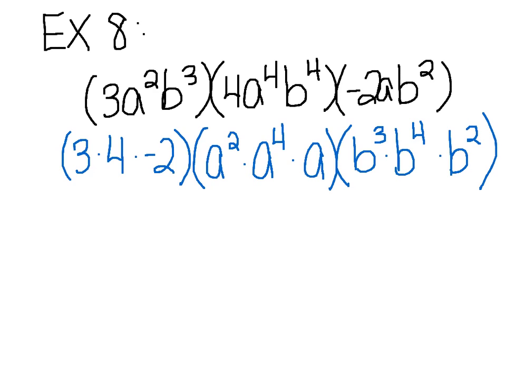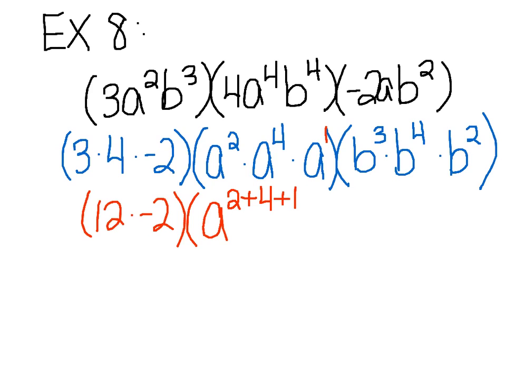Having done that, I'm then going to start multiplying. 4 times 3 is 12, so I have 12 times negative 2. They all have the same base, exponent of 1 here, so keep the base, add the exponents, and then all the b's have the same base, so keep the base, add the exponents.